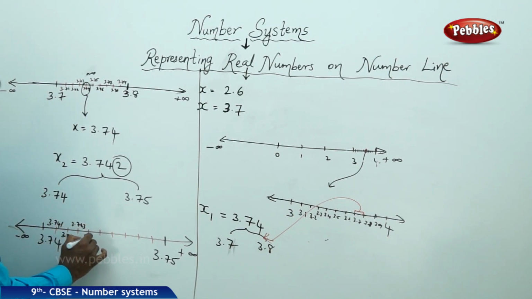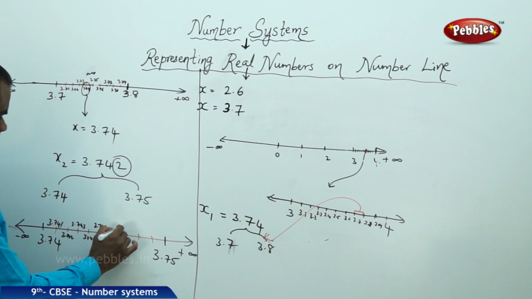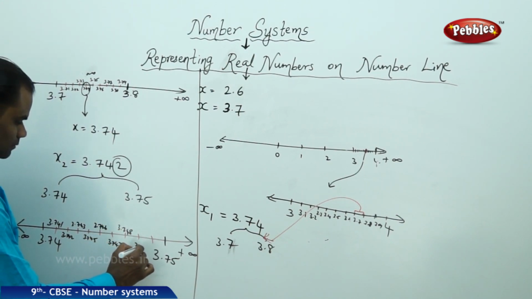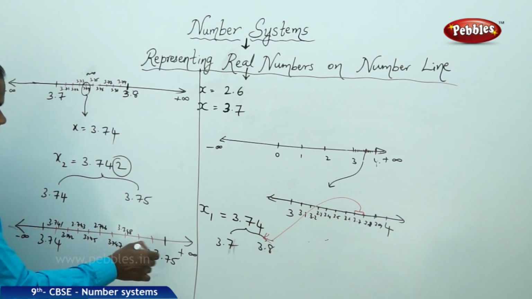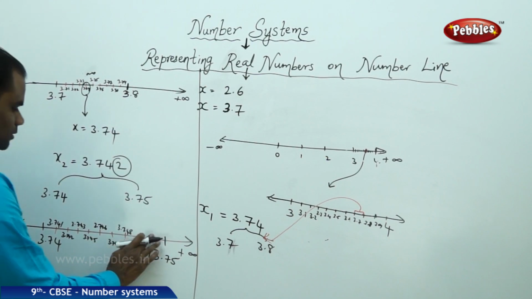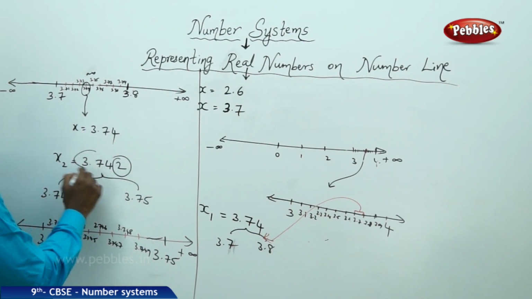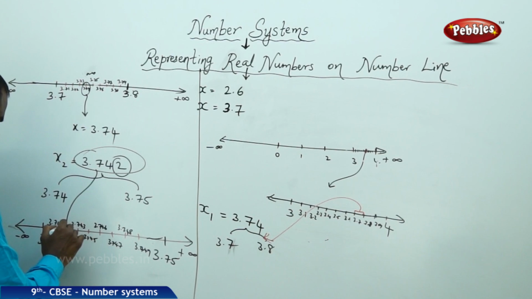3.743, 3.745, 3.746, 3.747, 3.748, 3.749, and 3.75 is what we get out here. Therefore, the number 3.742 is said to be exactly lying out here.